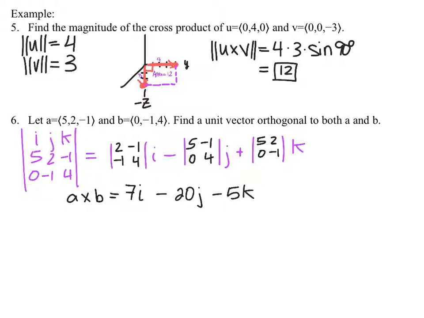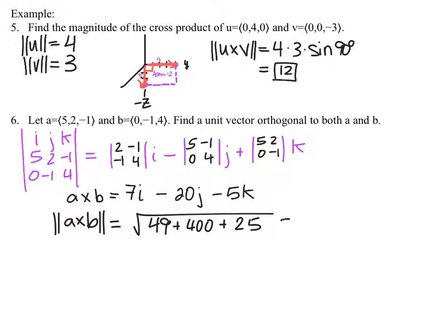All right, but this one's a little weird because it's not saying find a vector orthogonal, it's saying find a unit vector orthogonal. So what I need is the magnitude of A cross B. So 49 plus 400, so I'm squaring each, plus 25. So 474. And so the unit vector is going to be A cross B over the magnitude of A cross B.